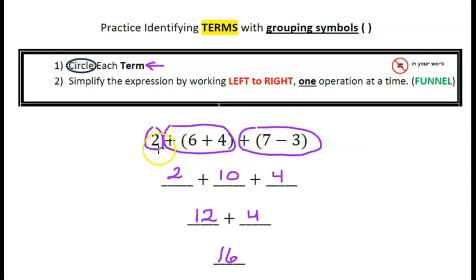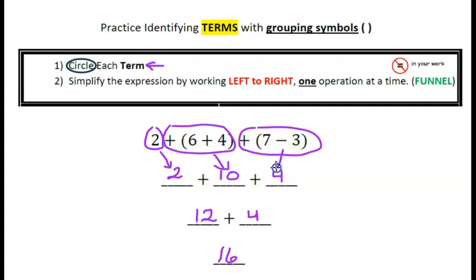Alrighty. So on this one, you should have circled 2, and then you should have circled this whole thing, plus the quantity 6 plus 4. And then you should have circled this whole thing, plus the quantity 7 minus 3. Now, when you go to do the math, the 2 is ready to roll, but the 6 plus 4 needs to be cleaned up. So you do that math, and you get 10.